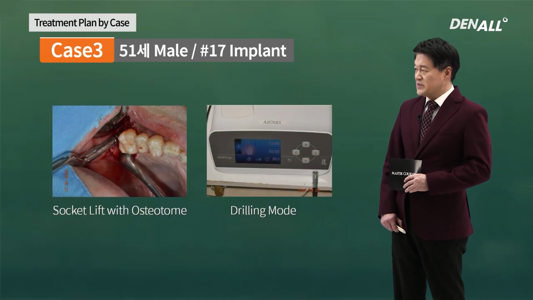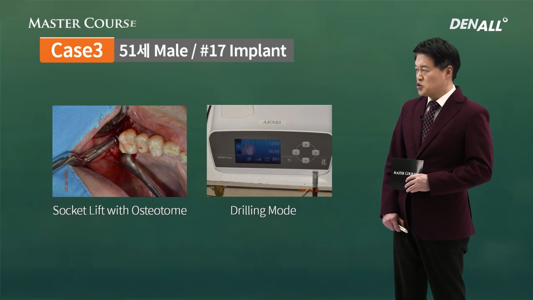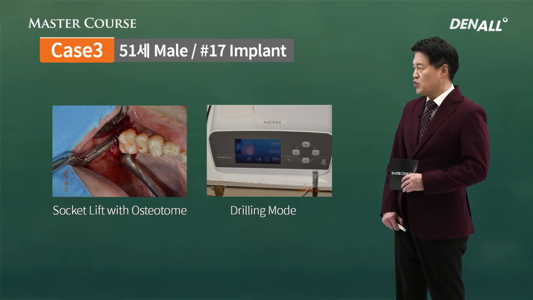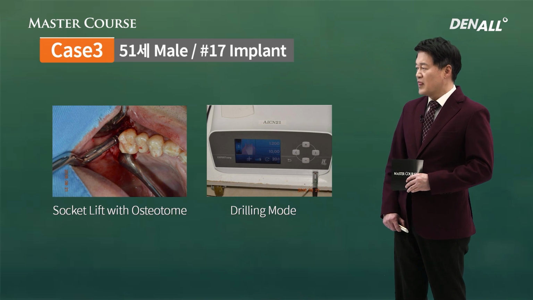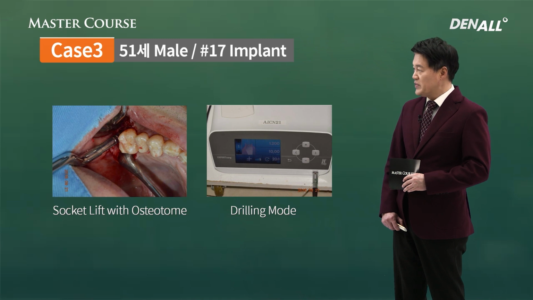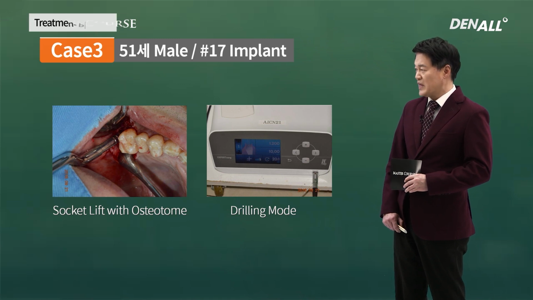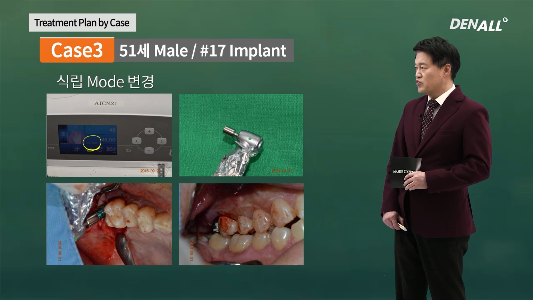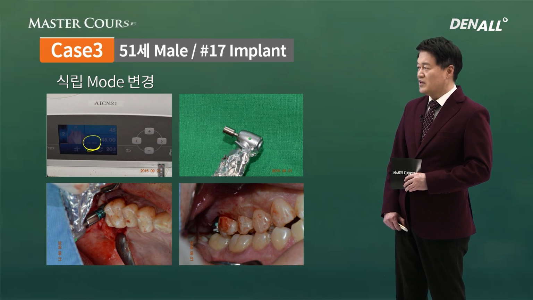At the final stage, I used an osteotome similar to the size of the final drill, and socket lift was done, and it was on drilling mode. And if you place it, the fixture goes in at 1200 RPM. So before you put the mount on, change to placement mode. After you connect the fixture and before you step on the pedal, check once again whether it's placement mode or drilling mode, and it must be on placement mode to place the implant.